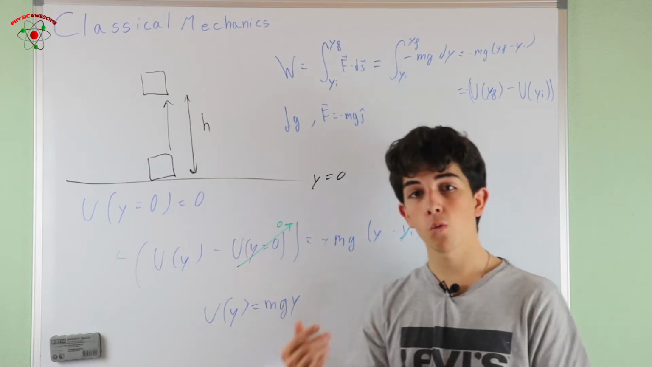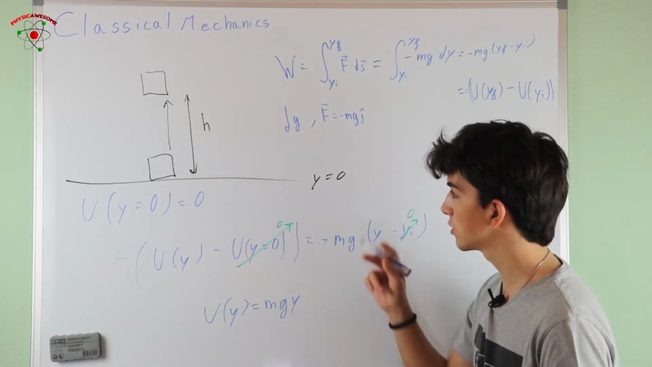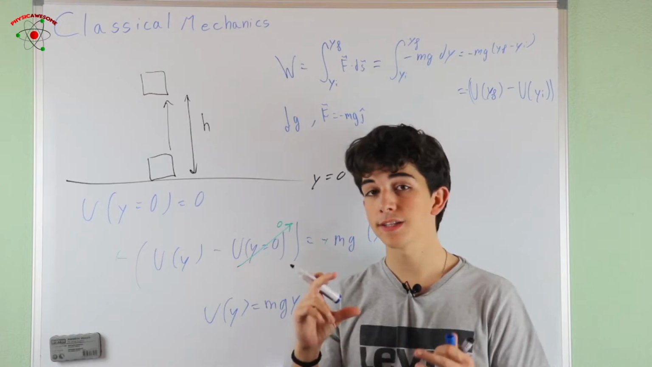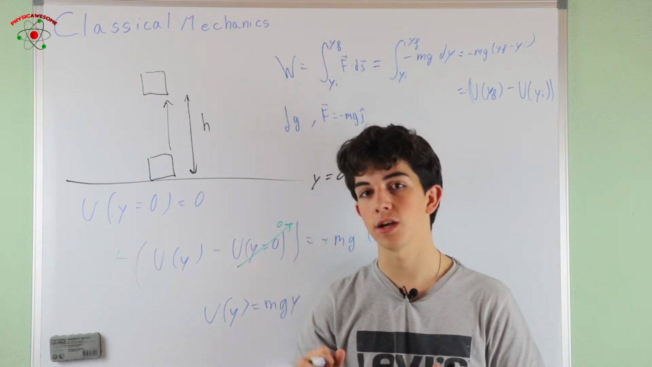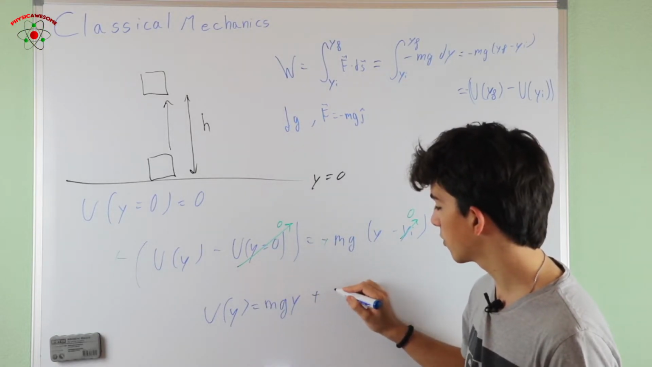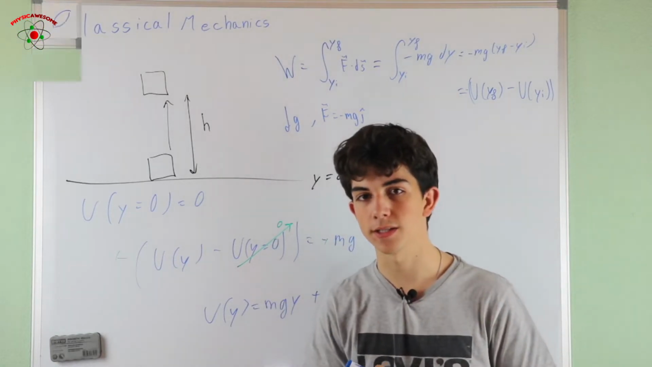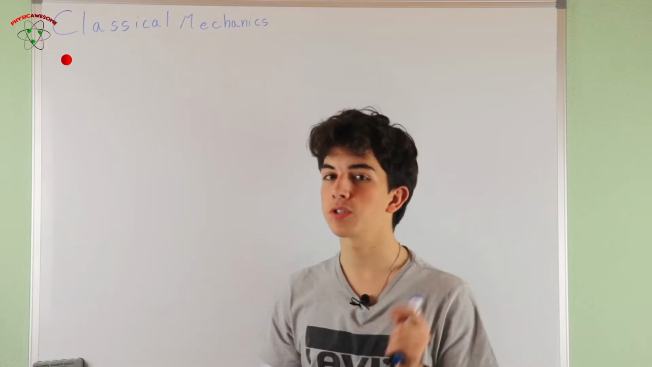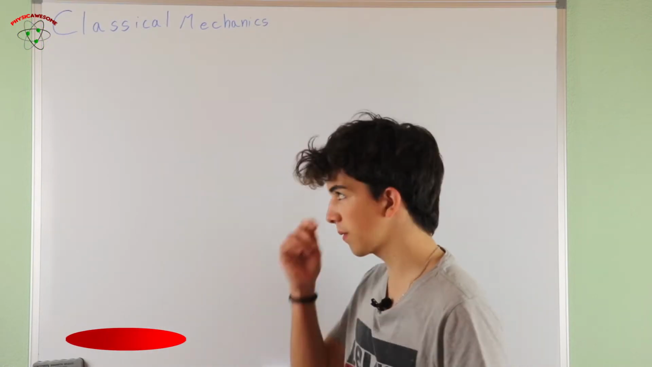Once again, we could find another expression taking another y point, but the change has to always stay constant. Therefore, whatever expression we find, it will be of the form mgy plus c. Great, now let's explore the potential energy of gravitation.